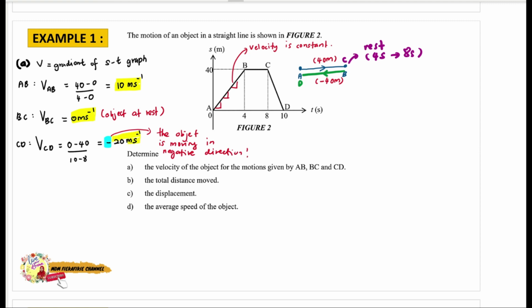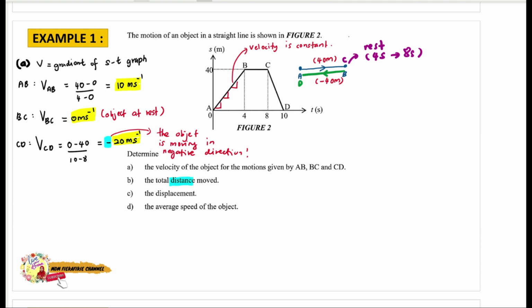Okay. Tapi nilai velocity dia lagi besar. Maknanya nilai velocity dia lagi besar dekat CD compare dengan AB. Kalau kita tengok kecerunan dia pun, kita nampak kecerunan CD lebih curam daripada AB. Okay. And then question B, the total distance moved.